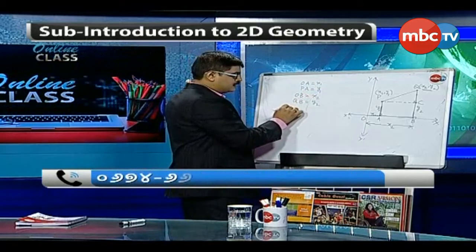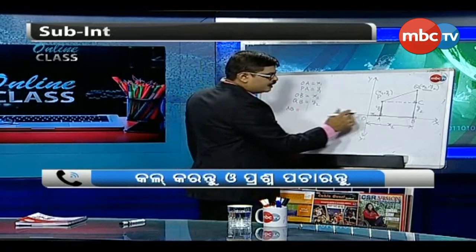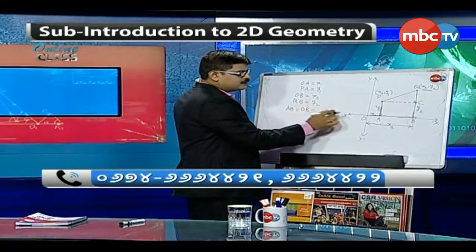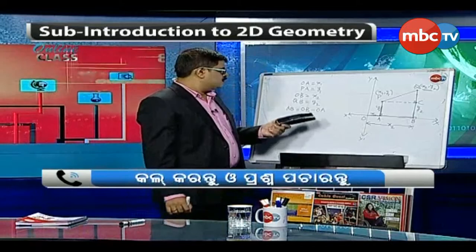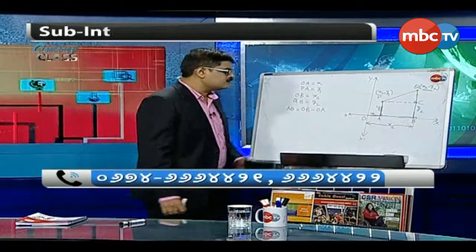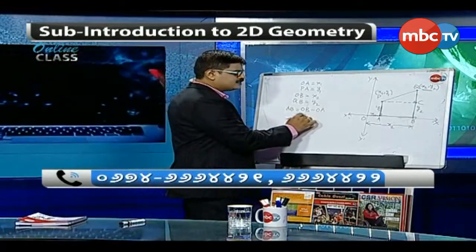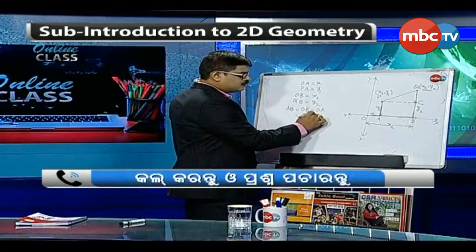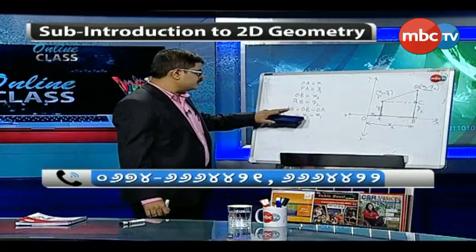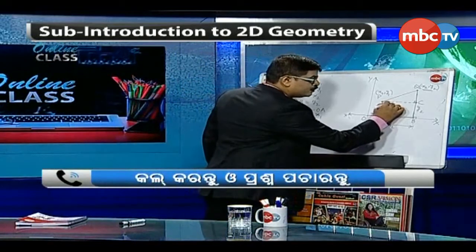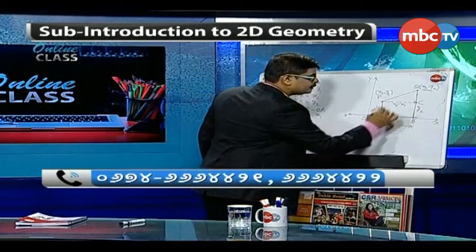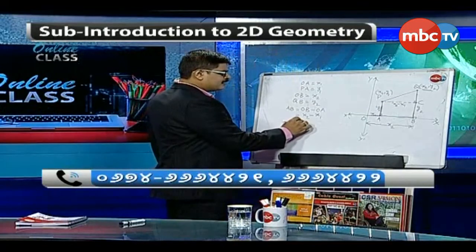Now AB is equal to OB minus OA, and OB is what? OB is x2. OA is what? OA is x1. So AB is x2 minus x1. That means we can say PC is x2 minus x1. So that is same as PC.